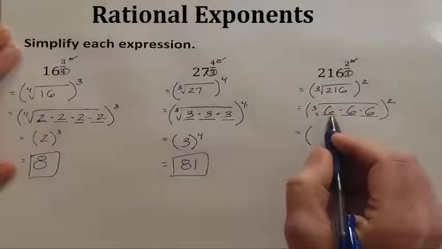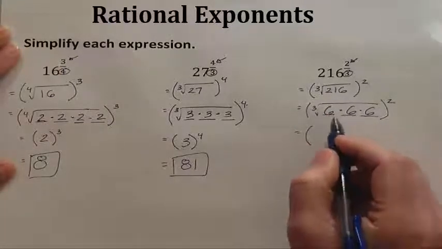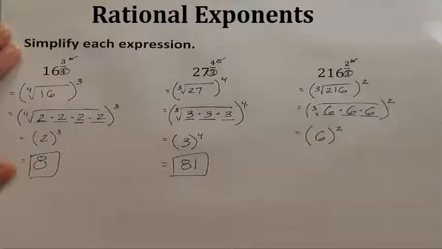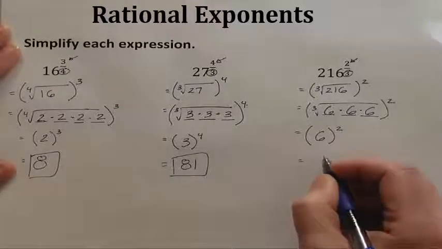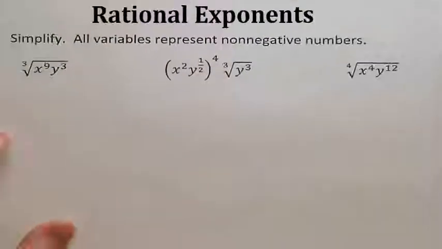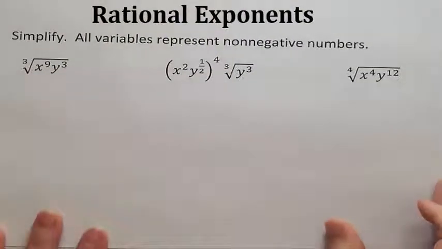So what one number was all 3 of these times? It was a 6. So the inside of my parentheses is 6. And this is all still supposed to be raised to the second power. So what is 6 to the second power? 6 times 6 is 36. And you're done. So now what do we do if we actually have variables here?